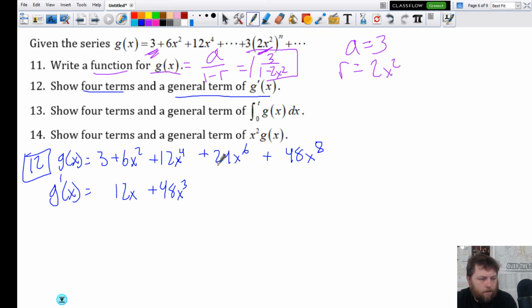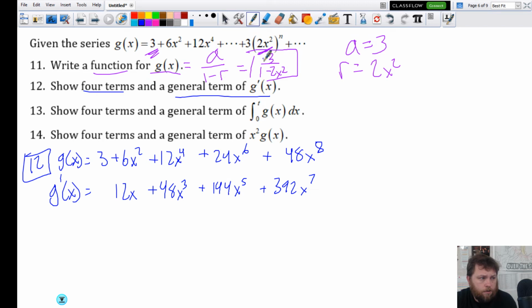So now I've got to derive this one. So this will be 6 of those. I think that's 144. Yep. X to the 5th. 48 times 8. 50 times 8 would be 400, so it'd be 392. X to the 7th. So that'd be my first 4 terms.